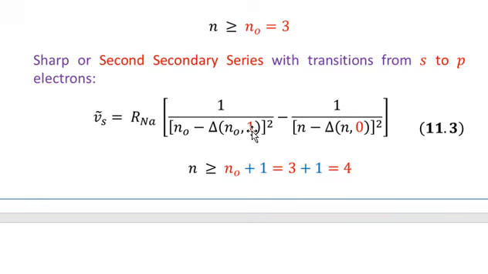And since the transition has to be a decay from all the higher S states, this N should be N naught plus 1, that is 3 plus 1. So if N naught is 3, then this N should start from 4 and go to higher terms. And L equal to 0 means that we are talking about the transition from S states. So the transition from all the higher S states to the P states with principal quantum number 3 will form the secondary series, or the sharp series, represented by the symbol S.